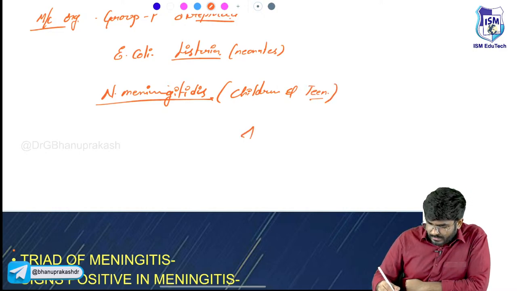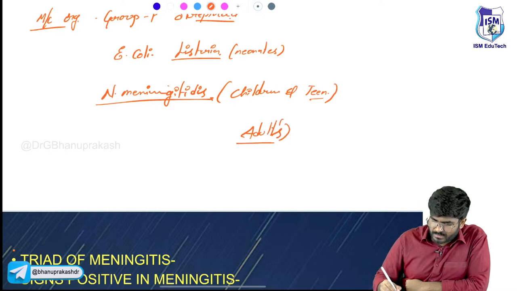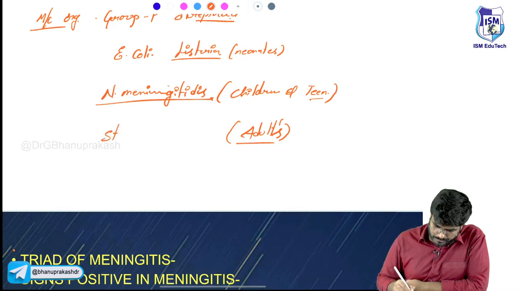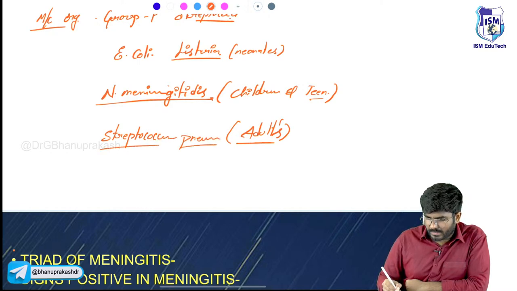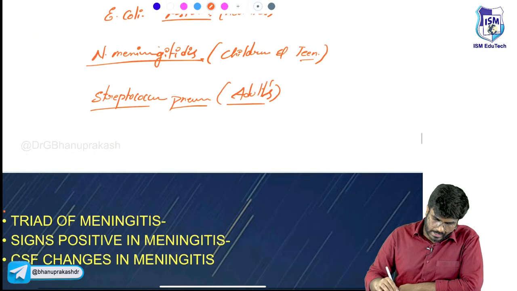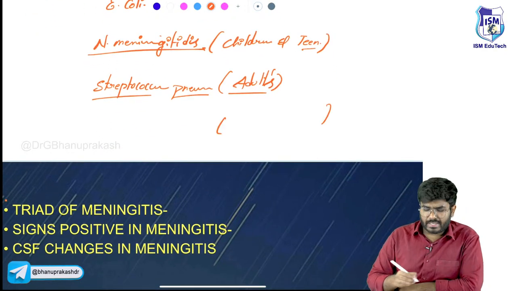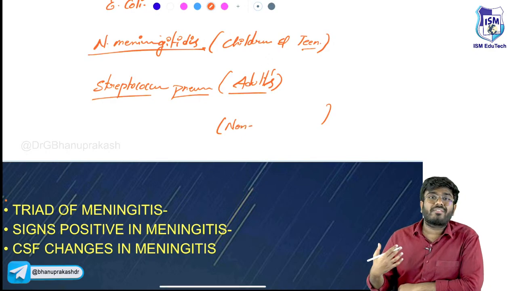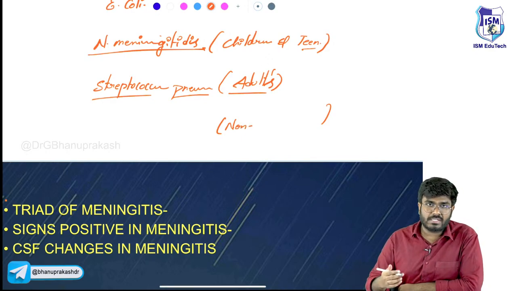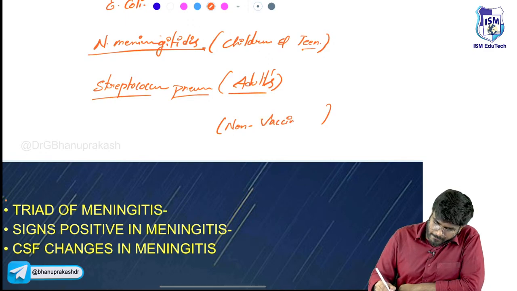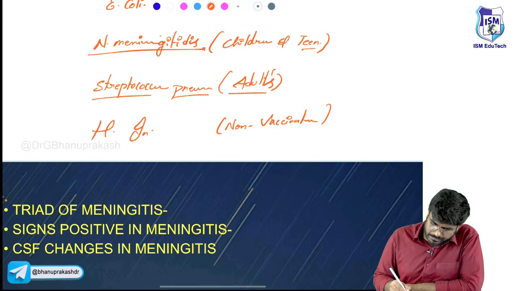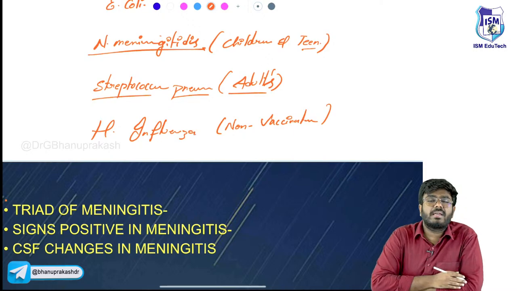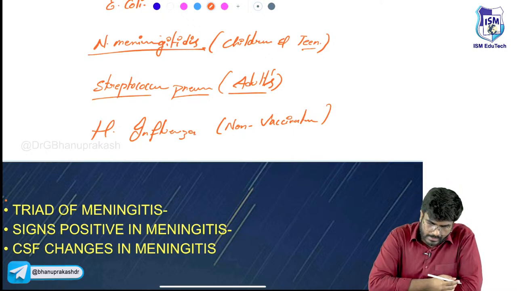In adults, what is the most common organism causing meningitis? It is Streptococcus pneumoniae, especially in the adults. Questions can ask something like, in non-vaccinated individuals, the persons who haven't got the vaccination, what is the most common cause of meningitis? It is Haemophilus influenzae. Haemophilus influenzae causes meningitis in non-vaccinated people.